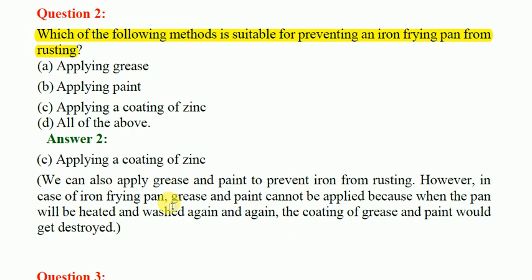What happens during this process? When you apply grease, it will be washed out. Paint also will come off. But when you apply a zinc coating, it does not come off easily, so you cannot wash it away easily. That is the reason you can choose option C as the correct one. By applying a coating of zinc, we can prevent rusting of frying pans. You know very well that rusting is an undesirable process.